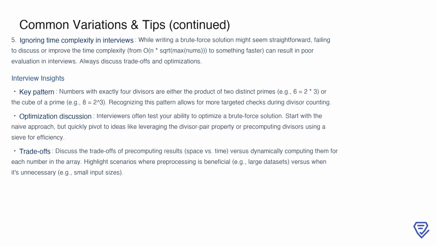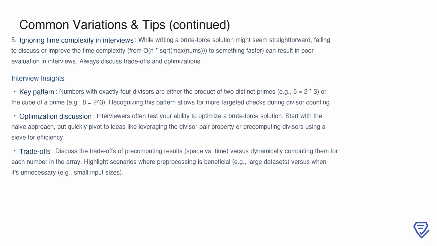One key insight is recognizing that numbers with exactly 4 divisors follow a specific pattern. They are either the product of 2 distinct primes, like 6, or the cube of a prime, such as 8. By identifying this pattern, you can refine your divisor checking logic.